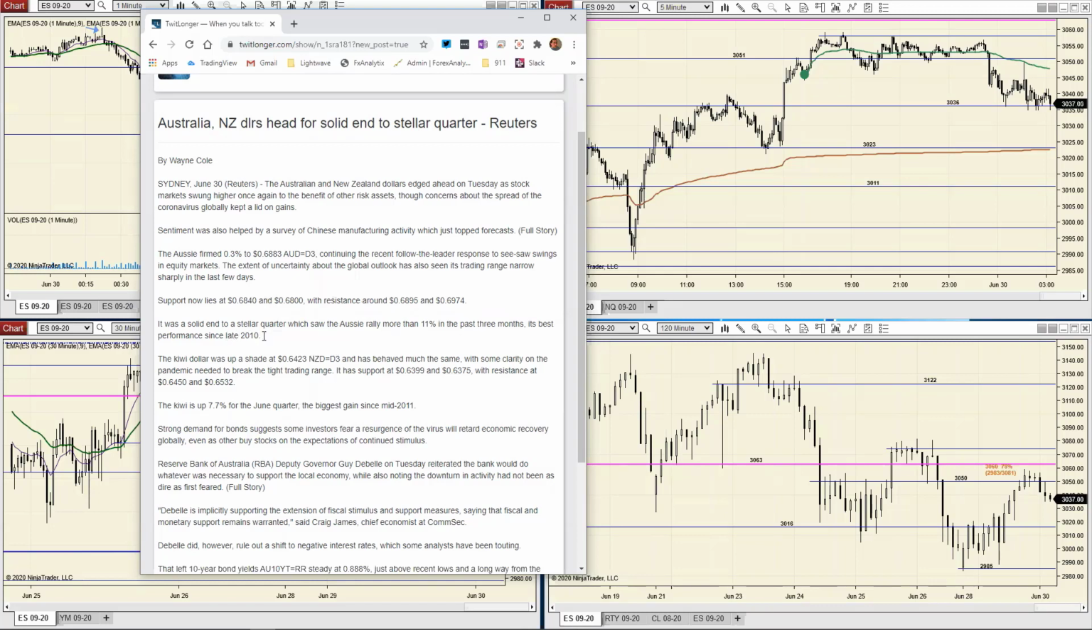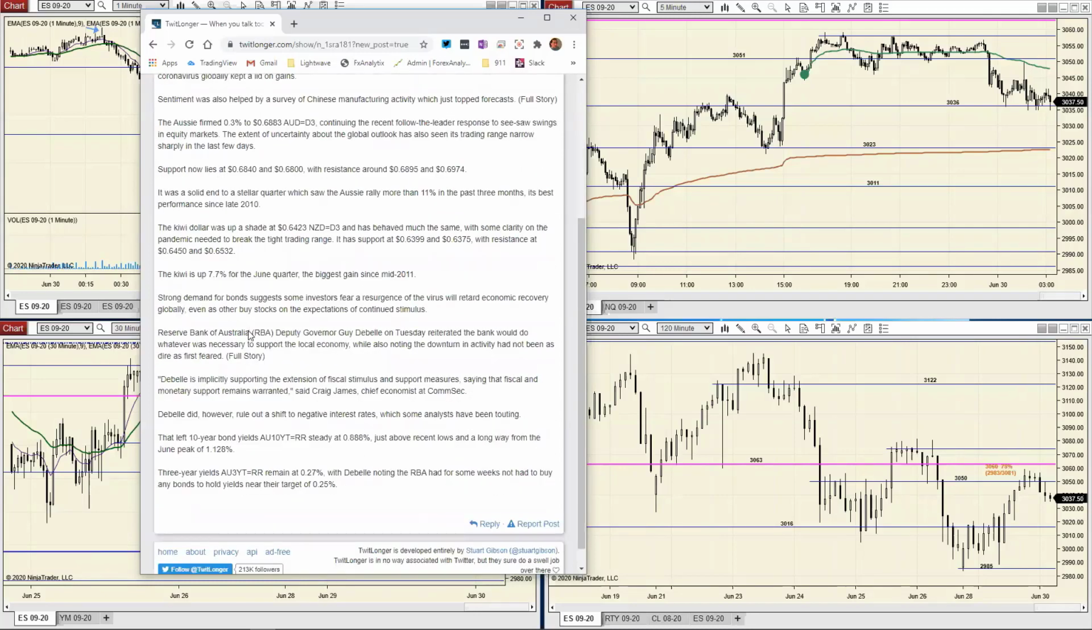It was a solid end to a stellar quarter, which saw the Aussie rally more than 11% in the past 3 months, its best performance since late 2010. The Kiwi dollar was up a shade at 64.23 and has behaved much the same, with some clarity on the pandemic needed to break the light trading range. The Kiwi is up 7.7% for the June quarter, the biggest gain since mid-2011. Stronger demand for bonds suggests investors' fear of a resurgence of the virus will restart economic recovery globally, even as others buy stock on the expectations of further stimulus.